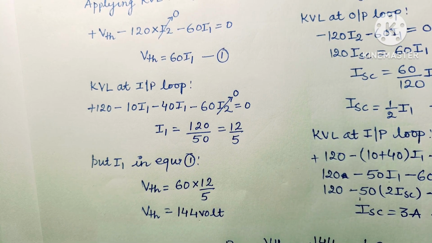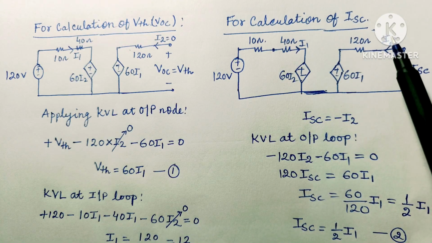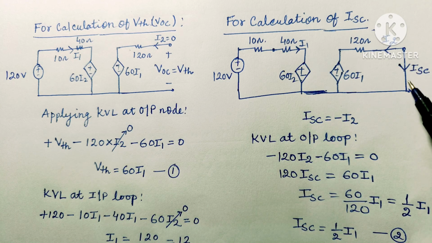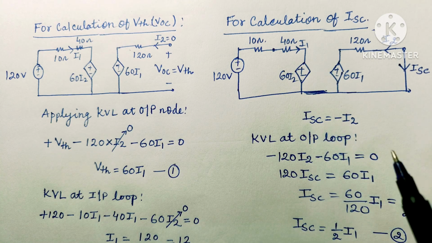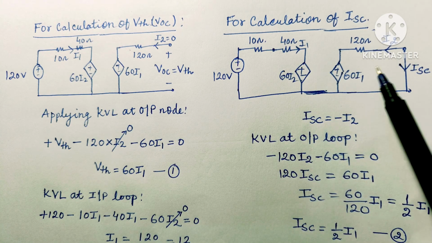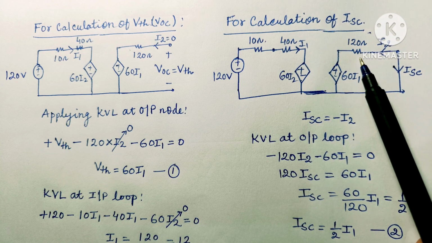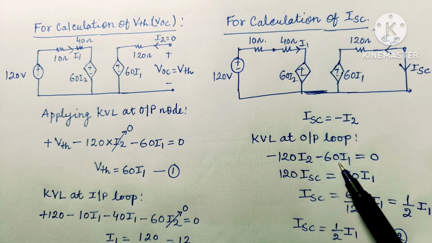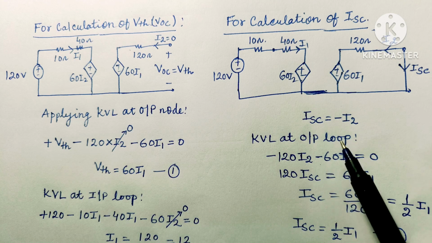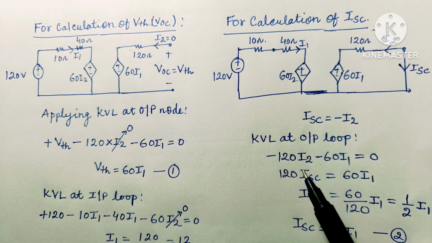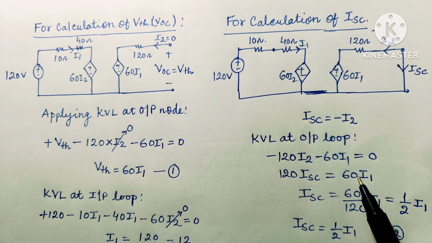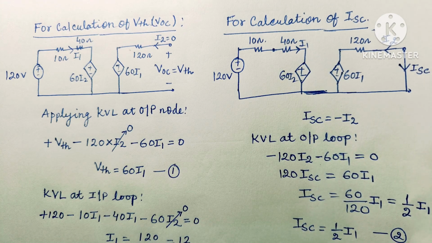Now let us see how we can find ISC. For the calculation of the short circuit current at the output, we have eliminated the load from here and assume that this ISC current will flow through the short circuit at the output. We can see that ISC and I2 are opposite in direction, so ISC is equal to minus I2. If we write KVL at the output, we find minus 120 I2 minus 60 I1 equal to 0. As I2 is equal to minus ISC, put its value here. After calculation, we find ISC is equal to 1 by 2 I1.